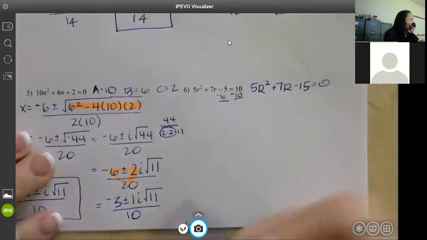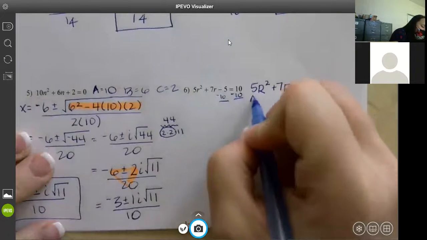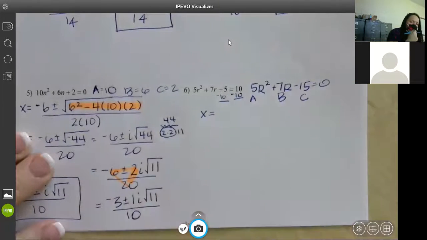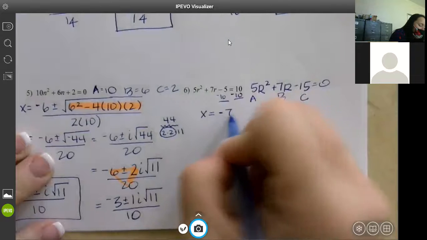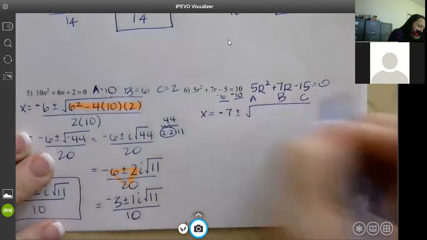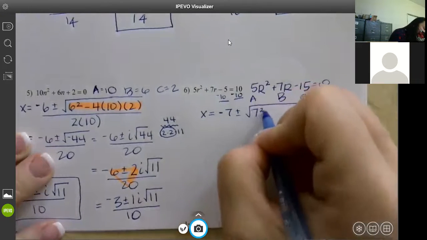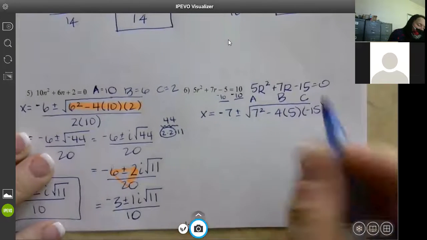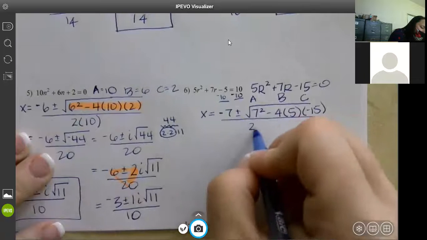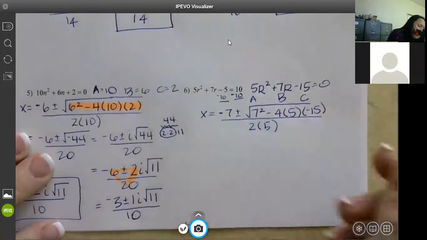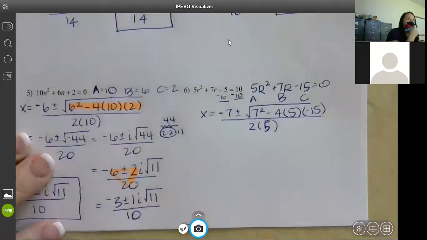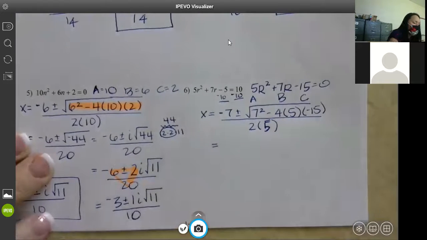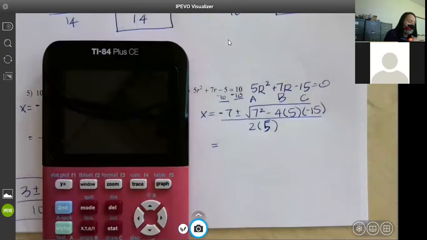Now, since it's equal to 0, we can do our quadratic formula, or A, B, and C. Here's your A, your B, and your C. So x equals, change the sign of B. So it'll be -7 plus or minus big fat square root, B squared minus 4 times A times C, all over 2 times A. We're going to clean it up. Remember, only do what's underneath the radical.